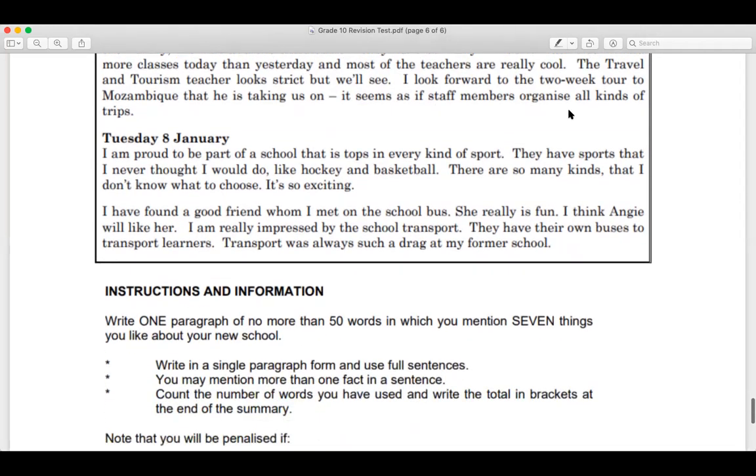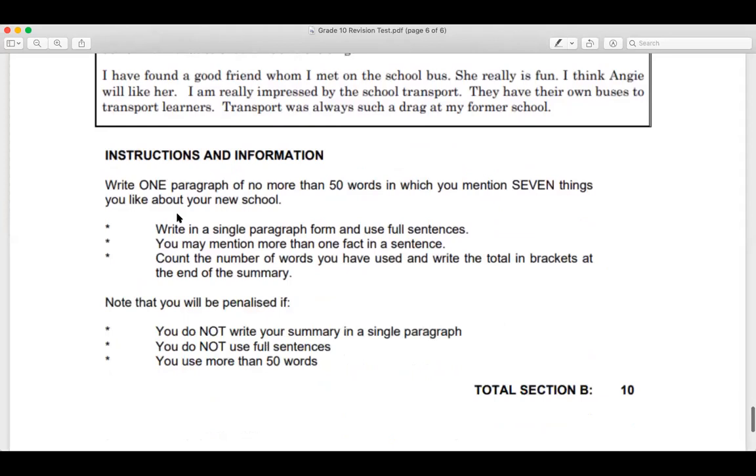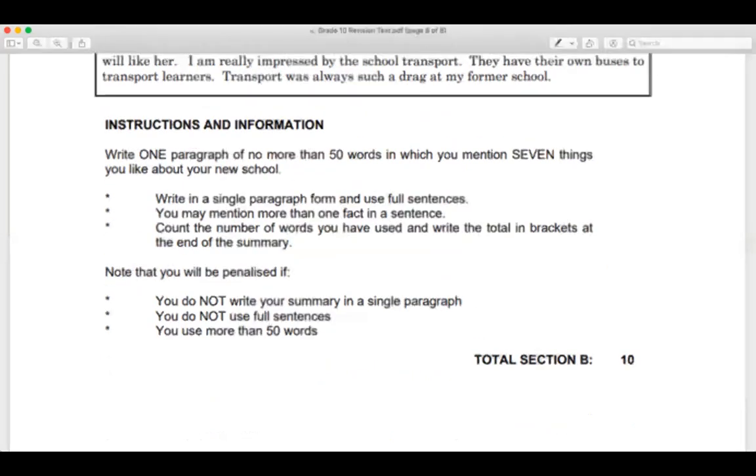Okay, yeah, it seems all teachers, all staff members organize all kinds of trips. Again, you can just remove that thing about the travel and tourism teacher and the trip to Mozambique, and talk about how teachers at the school like organizing trips, or the teachers organize trips, or the teachers usually organize trips, or however you guys see fit. Okay, why am I saying this to all of you guys? Let me just show you something interesting here about a note on summary skills.